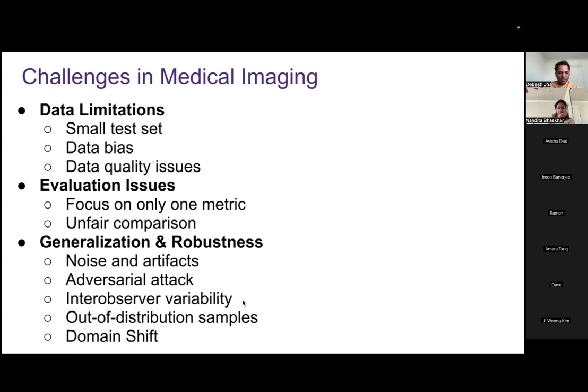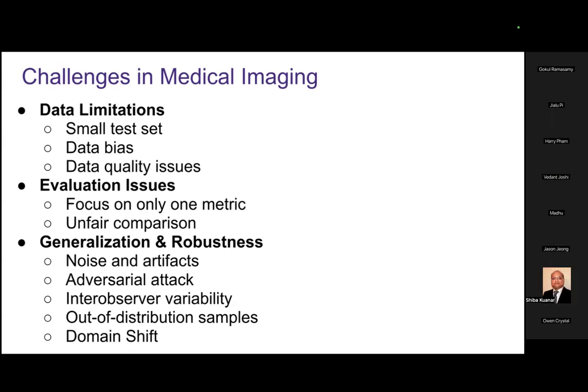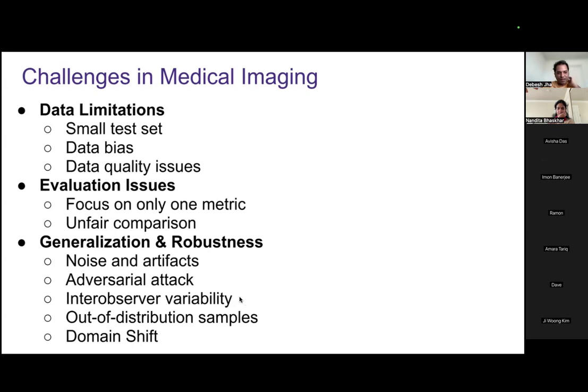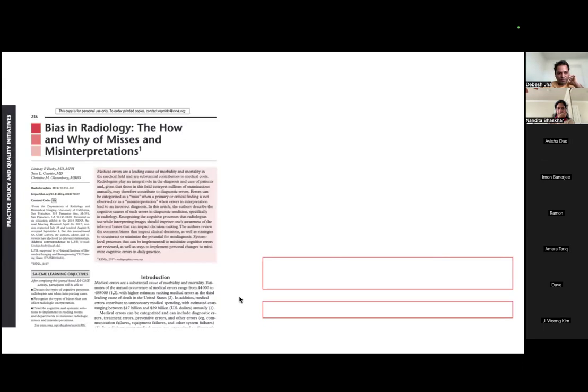And domain shift, for example, when a model trained on patients from the United States is tested on hospitals in Norway, then it might not give the same result as here. So this is some of the examples of generalization and robustness issues.